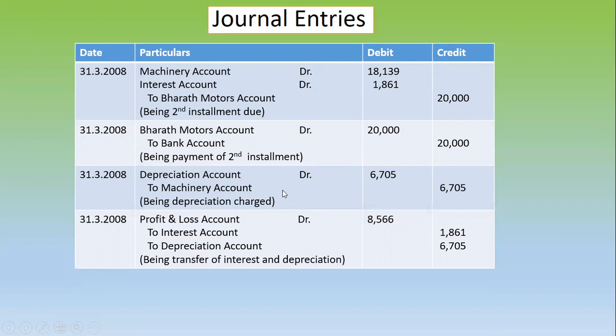The third entry is for passing depreciation. Here you are going to charge the depreciation amount. So depreciation for the second year will be 6,705, and to machinery account 6,705. Now you are going to transfer the interest and depreciation to the profit and loss account. So interest account 1,861, depreciation account 6,705, and for the profit and loss account you add these two values. You will get 8,566.